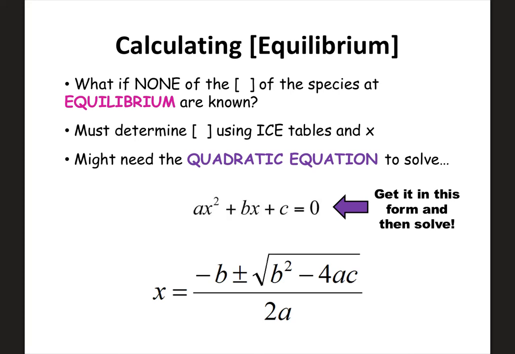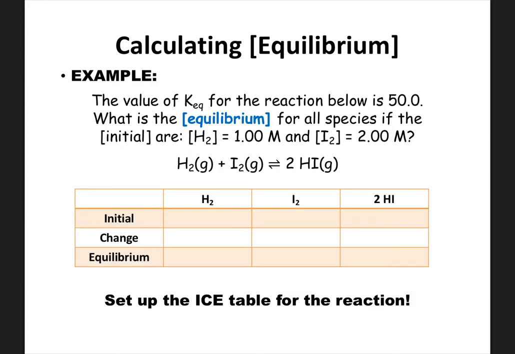You're going to have to do ice table with x. We are going to jump right in and look at an example. So this problem says the value of KEQ for a reaction below is 50. We want to know the concentration at equilibrium for all species if the initial concentrations are as follows. All right, so notice we are not given any of the concentrations at equilibrium. So we can't use logic and math here because we don't know any of the concentrations at equilibrium.